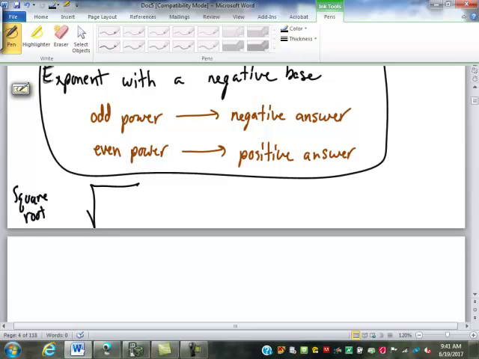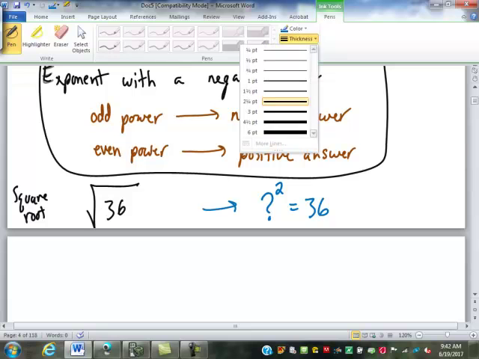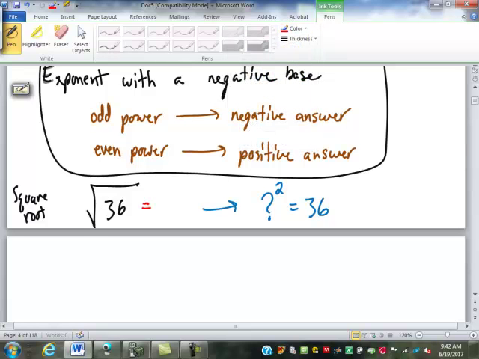So if I put the number 36 in there, what that is asking is what number to the power of 2, in other words, what number squared, that's why it's called a square root, equals 36. Perfect, 6, because 6 times 6 is 36. The square root of 36 is 6 because six squared equals 36.